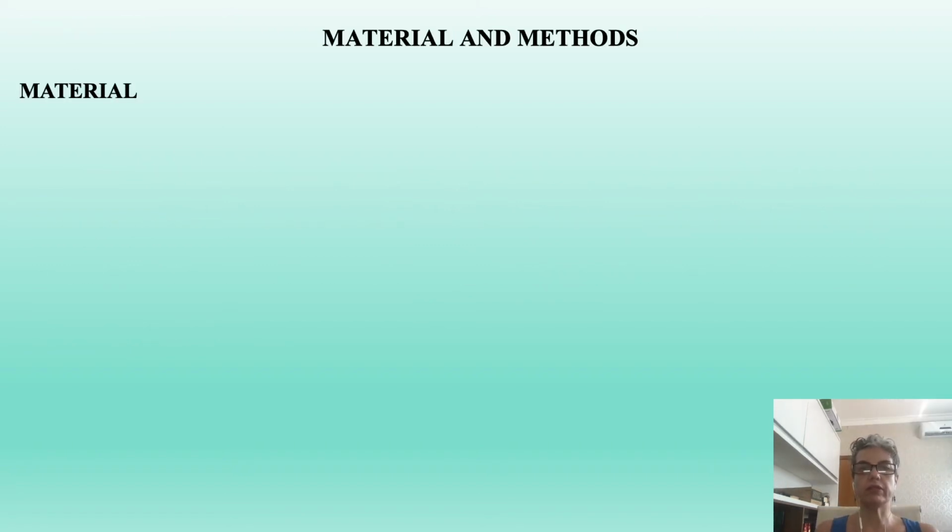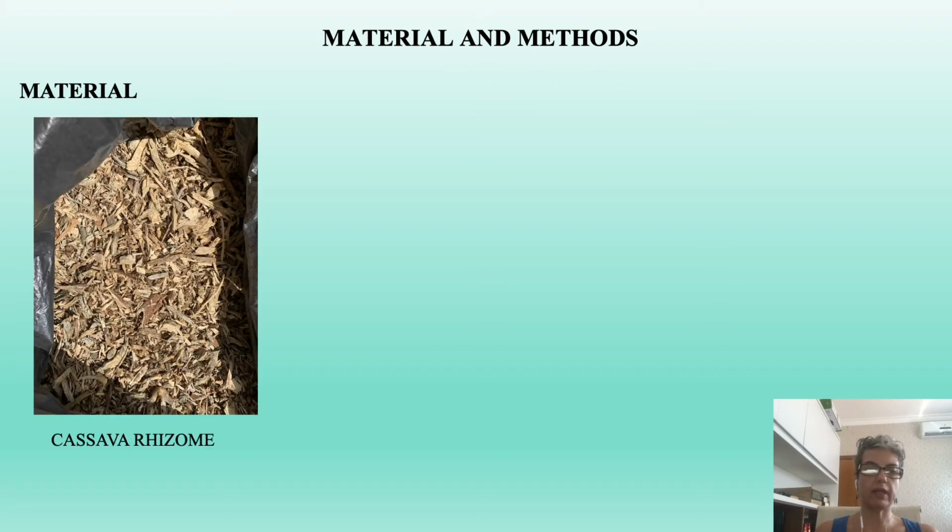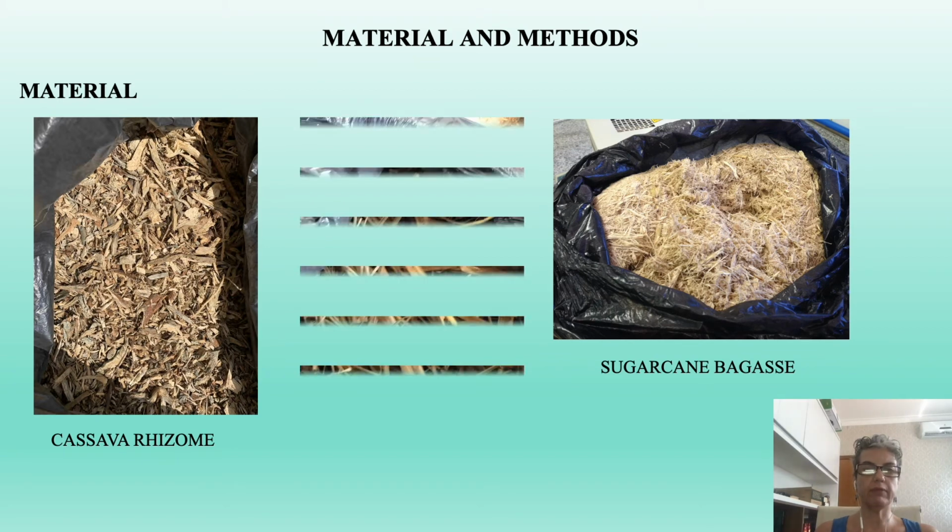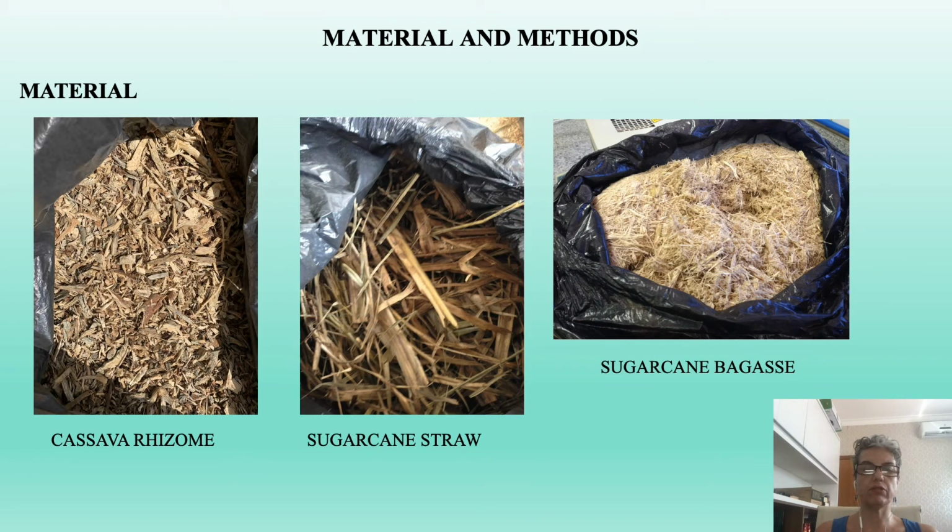So, materials and method. To analyze this, we used the following materials and methodology. The materials that we used were cassava rhizome, sugarcane bagasse, and sugarcane straw.